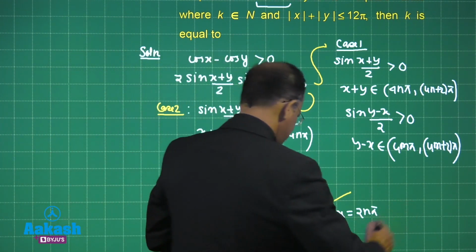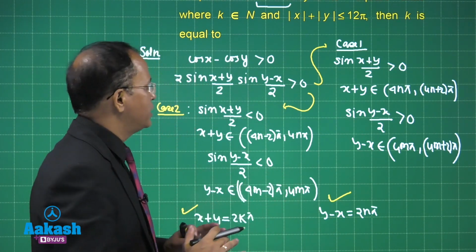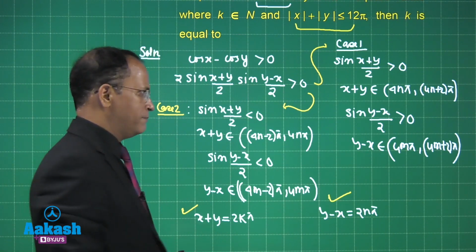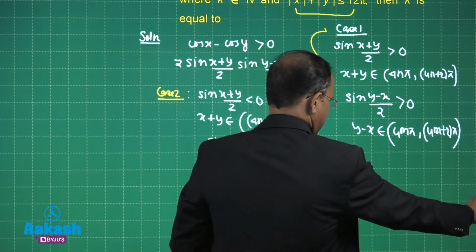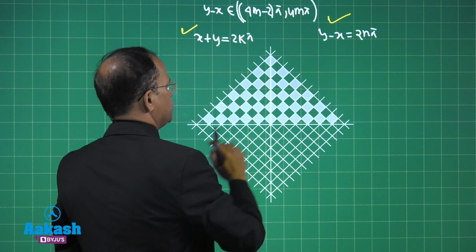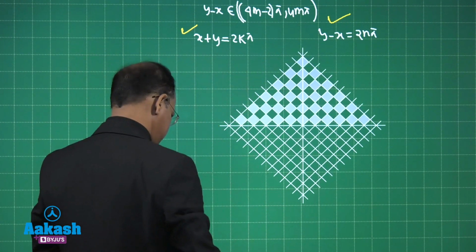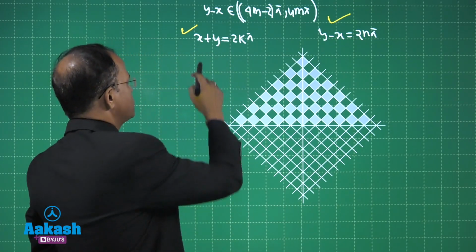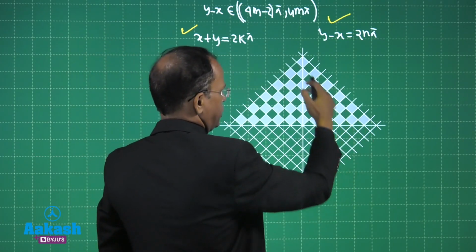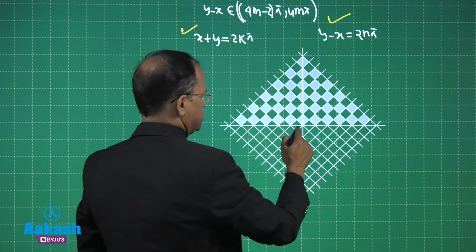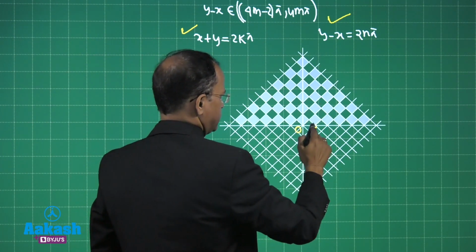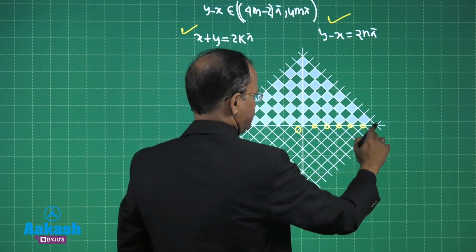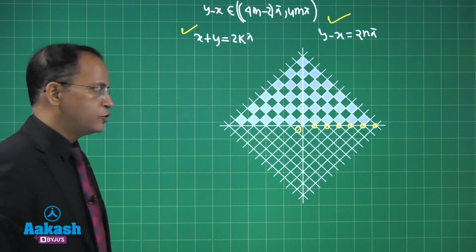That means if we just draw the diagram now, and also we have been given mod of x plus mod of y is less than equal to 12 pi. So what we can have is a system of lines here. You see, you have x plus y is equal to 2k pi, and then we have y minus x is equal to 2n pi. So if we talk about x plus y is equal to 2k pi, you can see here, these are the lines I am talking about, isn't it? So this is the origin I have, and again this is 2 pi, 4 pi, 6 pi, then we have 8, 10, then we have 12, because the limitation has been given to us 12 pi.